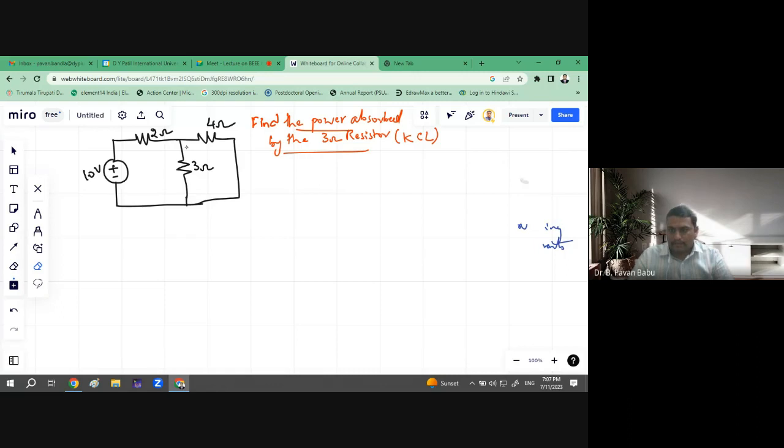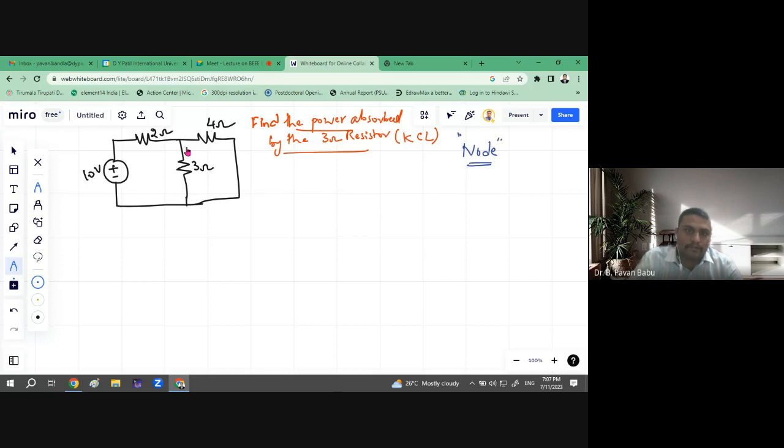Let me clear this. Before that, what we need to do? This is a circuit consisting of a voltage source, a 2 ohm resistor, 3 ohms, and 4 ohm resistor respectively, right? First of all, we need to identify the nodes. So what do you mean by node? The first thing is, trace the nodes.